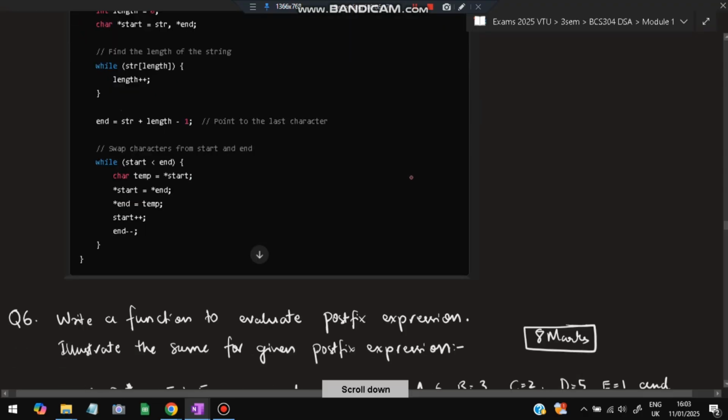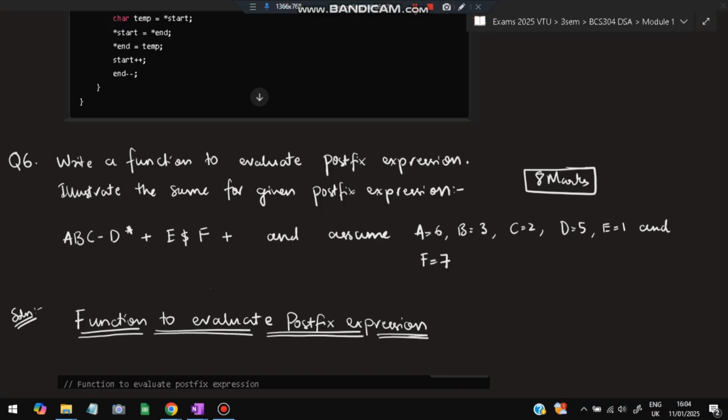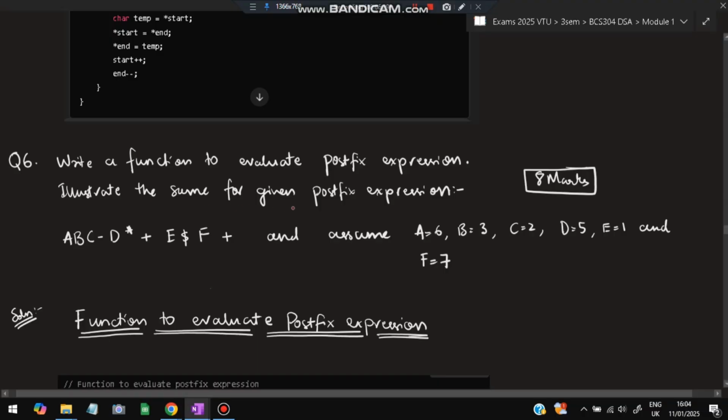Moving on to the sixth super important question, which is to write a function to evaluate a postfix expression. How do we evaluate a postfix expression? It is also given to illustrate the same for the given postfix expression. One expression is given to us, we have to apply the same method and find the answer. We'll discuss this also.